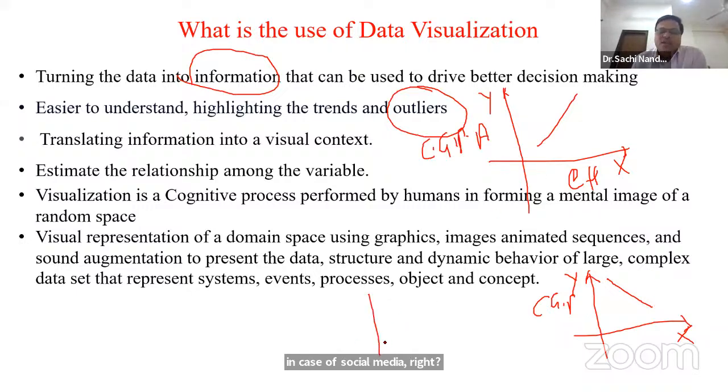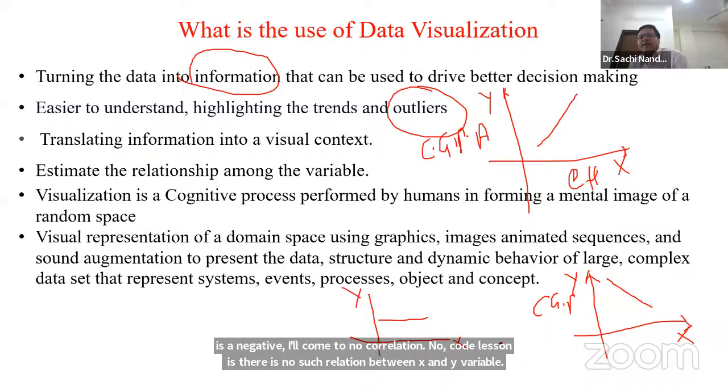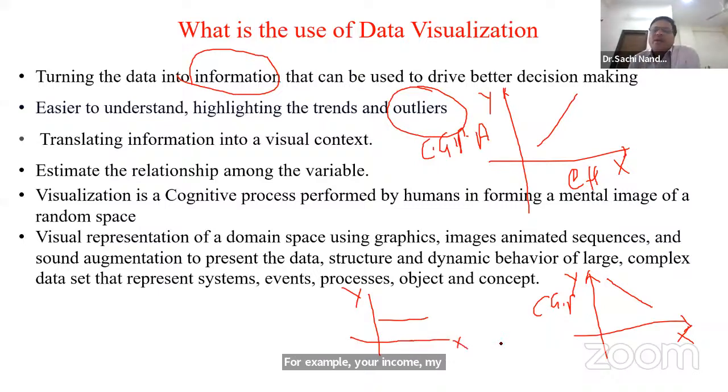Then there is no correlation, which means there is no such relation between the x and y variables. For example, your income and my expenditure, or my income and your expenditure. Or your age and CGPA: if your age increases, there is no effect on CGPA. This is called no relation between the pair of variables. This type of relation you can get with the help of data visualization. Now, visualization is basically a cognitive process. So what is a cognitive process?